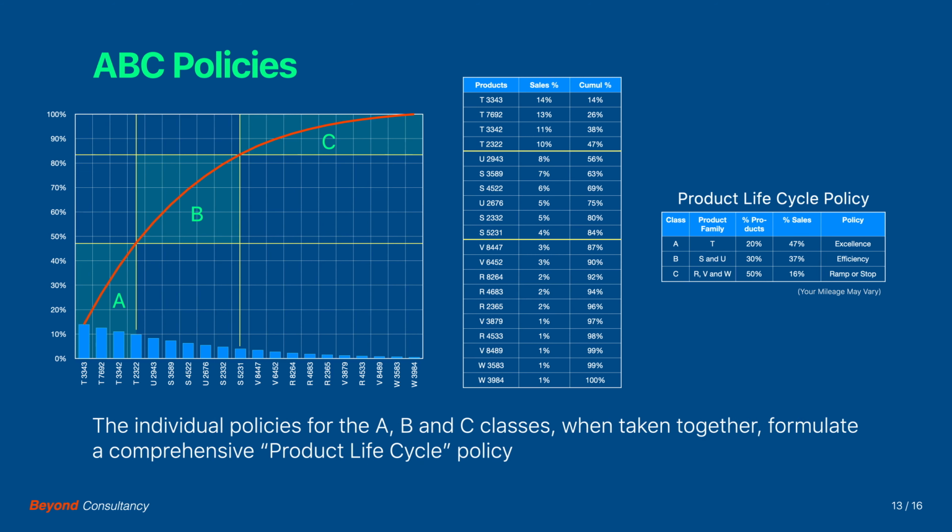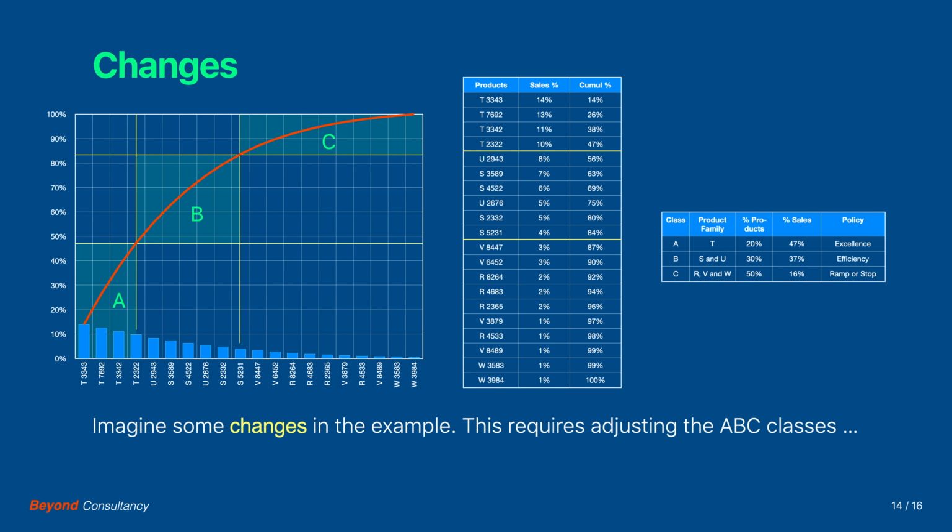The individual policies for the A, B and C classes, when taken together, formulate a comprehensive product life cycle policy, and this was the original objective of this analysis. Imagine we apply some minor product changes to the example. This will require some adjustments in the ABC classification itself.